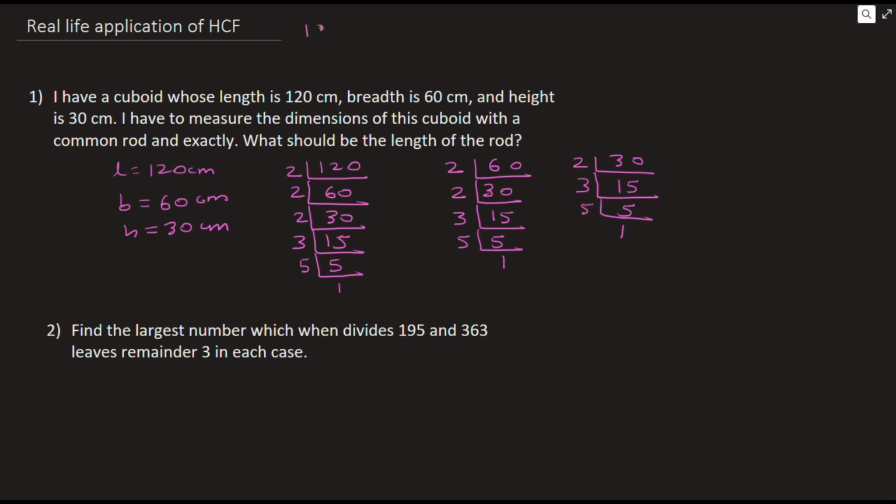So basically 120 equals 2 times 2 times 2 times 3 times 5. And 60, I have 2 less. So 2 times 2 times 3 times 5. And 30 equals 2 times 3 times 5. So I can see these are the common factors. So the HCF, this 2 times 3 times 5 is there in all the three. So HCF equals the product of these three numbers, which is equal to 30.